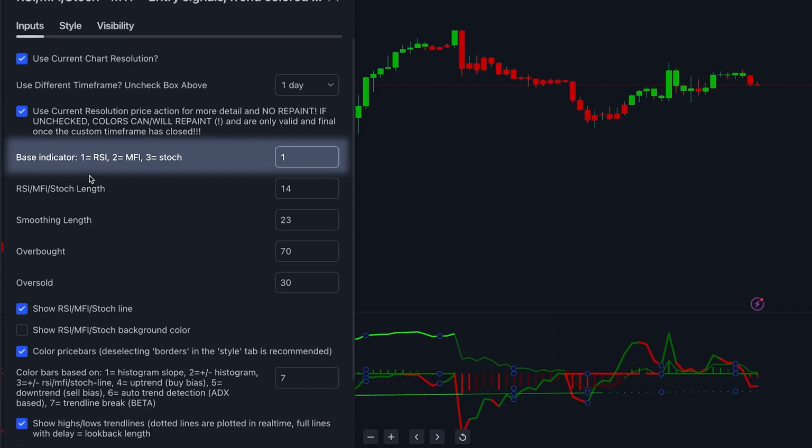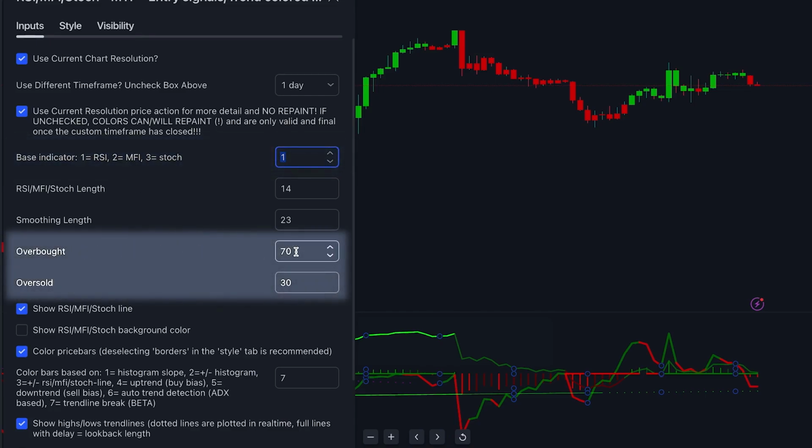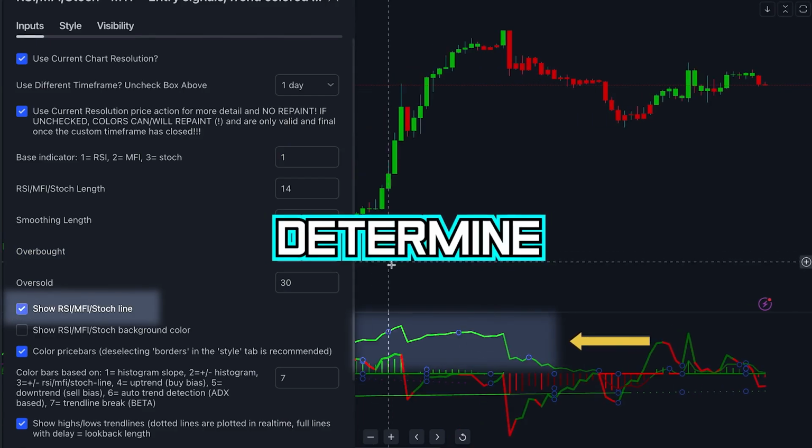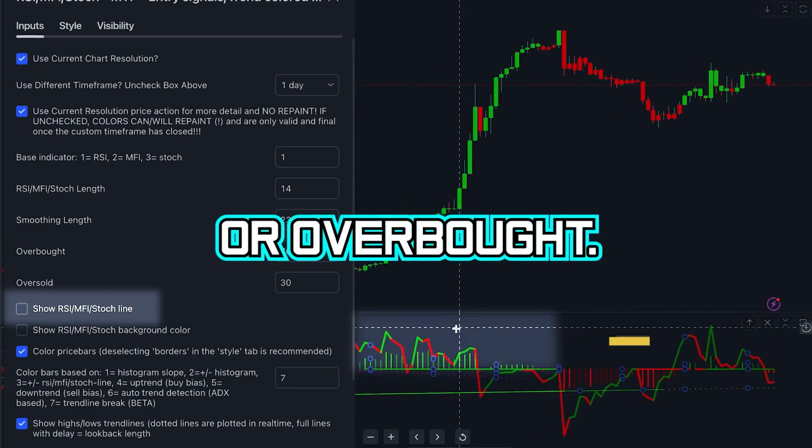Below that we have options to control the base indicator. As mentioned earlier, this indicator by default is based on the RSI indicator, but we can change that to be any of the other options listed here by just inputting the corresponding number. We will work with the RSI for this video. You can also change the overbought and oversold levels if needed. And being that there is an overbought and oversold option, there is also an option to enable or disable the RSI line. This can be used to determine if the market is oversold or overbought.